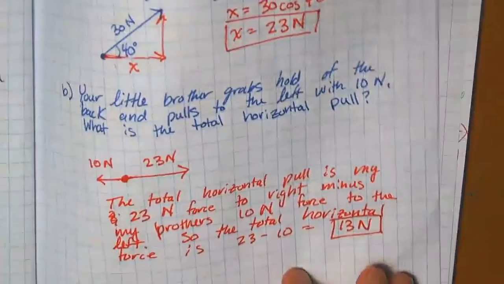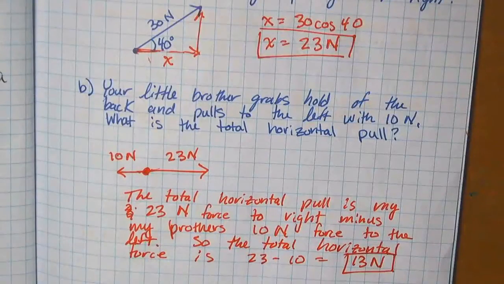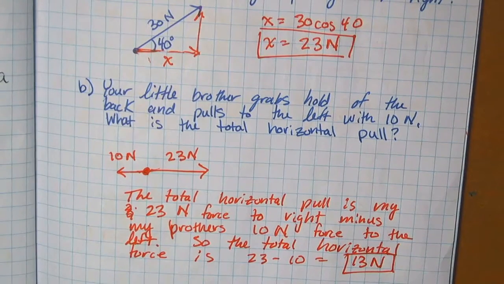Oh, there we go. Almost ran out of room. So there you go. Hopefully that makes sense. Basically, your little brother is canceling out 10 of your 23 pulls. So you're left with only 13 to the right. So hopefully that makes sense.